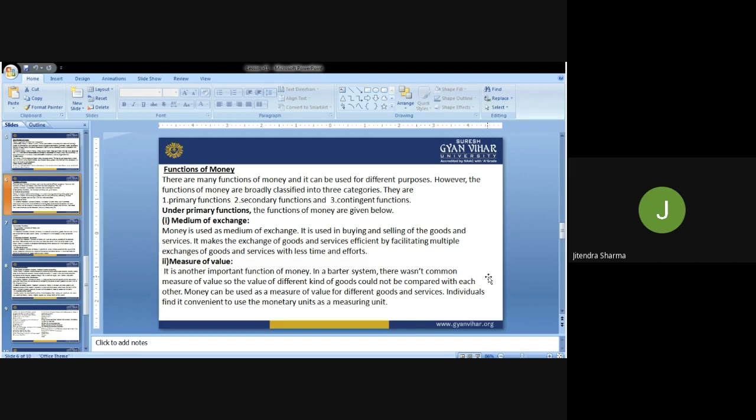So in that case, through money, or through the exchange and transactions of that money system, we can have an assessment of the value of different kinds of goods, and we can easily compare them with each other. Money can be used as a measure of value of different goods and services. Individuals find it convenient to use monetary units as a measuring unit.